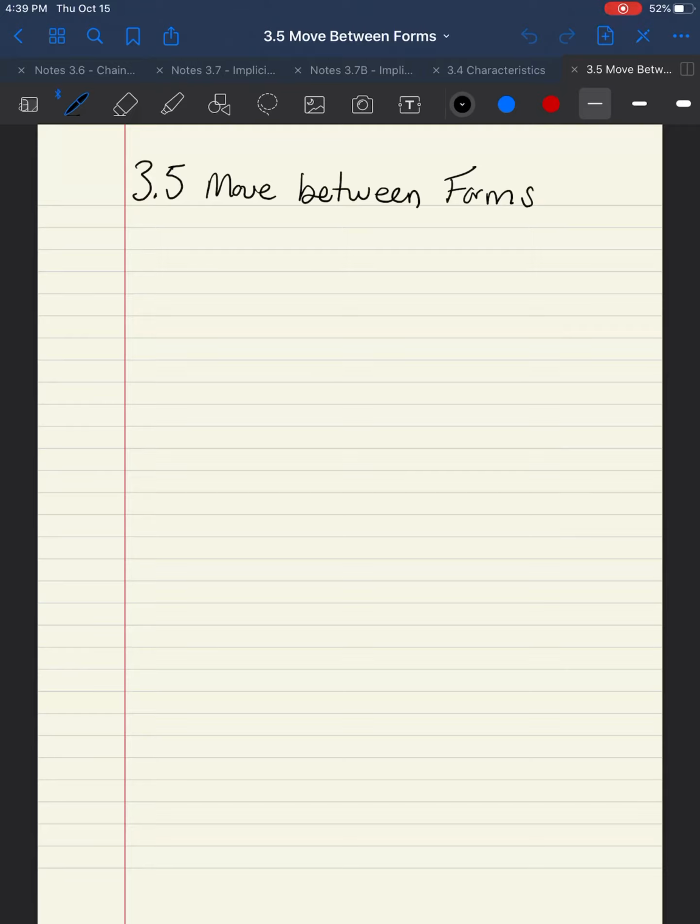Guys, continuing with our quadratics unit and specifically graphing and all the characteristics of graphing, our focus today is going to be on how do I go from one form to another. Okay, so first things first, we have our three different forms.